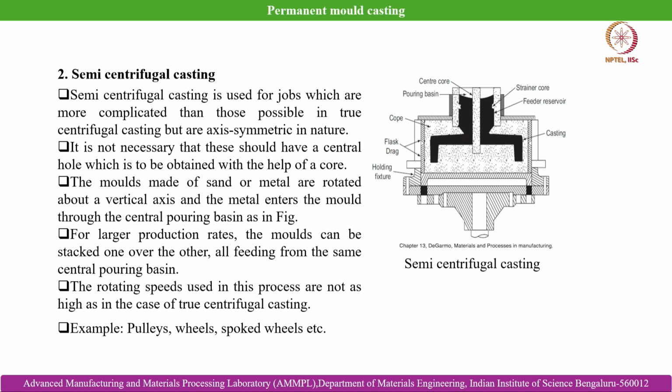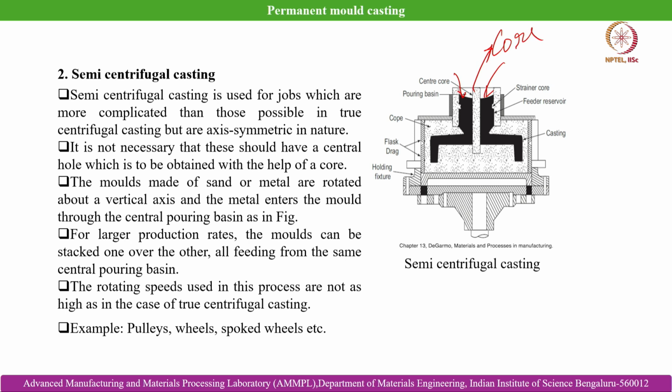It is not necessary that these should have a central hole obtained with the help of a core. So, again you can see that in semi centrifugal casting, we are bringing the core back. That means we are taking the help of the core to create the hollow. The molds, made of sand or metal, are rotated about a vertical axis, and the metal enters the mold through the central pouring basin. So, likewise it is shown over here. This is the pouring basin where the melt is poured, and this is the central core that is kept to achieve the hollow that is needed within the cast part.